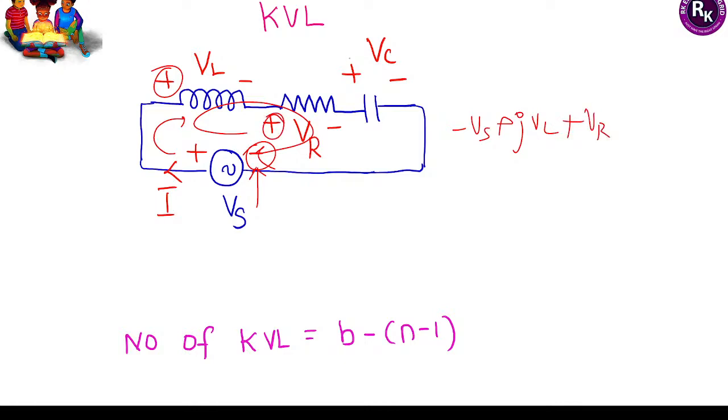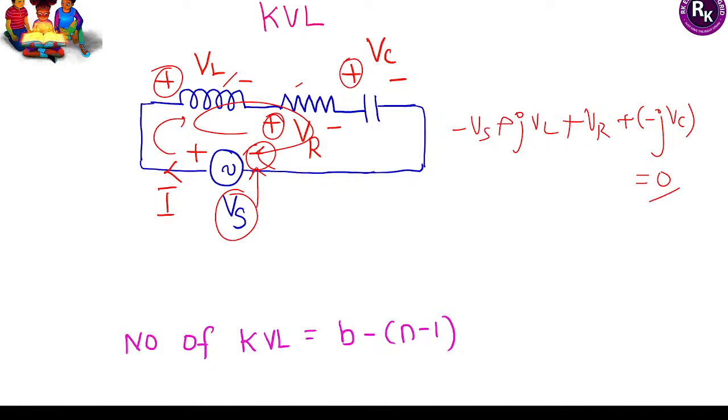For a capacitor, starting polarity is plus, but the capacitor drop can be written as minus j times VC, and the sum will be equal to 0. So, Kirchhoff voltage law can be defined in two ways. One is the supply voltage will be equal to the addition of all the load voltage drops. The alternative way is the algebraic sum of the loop voltages will be equal to 0.